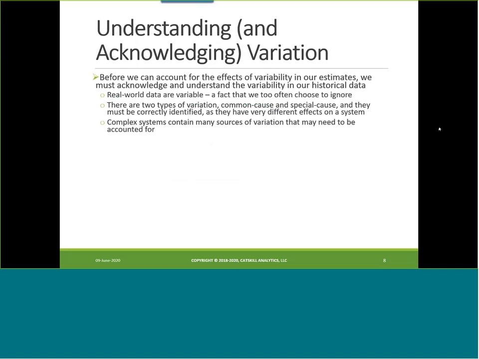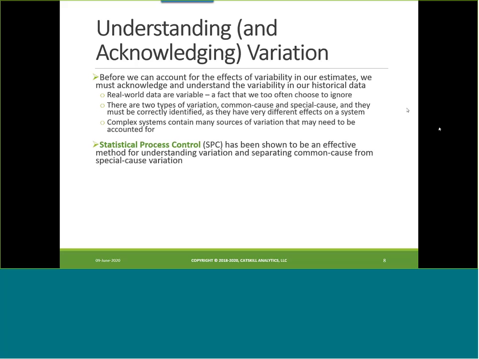Obviously, real-world data are variable. There are two types of variation. And again, being a quality group, this should be kind of secondhand for a lot of folks, I would think. Common cause and special cause variation. And they must be correctly identified as they have very different effects on a system. And complex systems contain many sources of variation that may need to be accounted for. So this becomes a challenge, quite honestly, for building good estimation models, is making sure you capture and can somehow quantify, and we'll talk about the somehow in a minute, the variation.